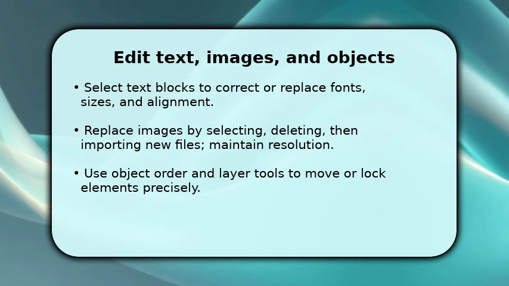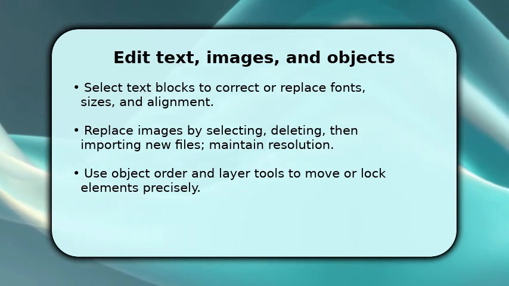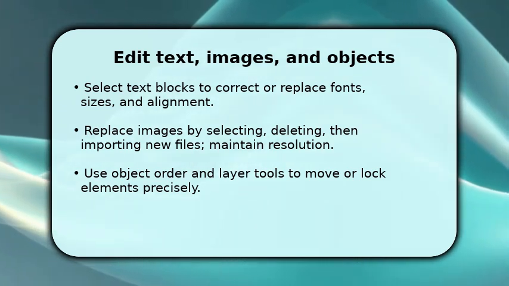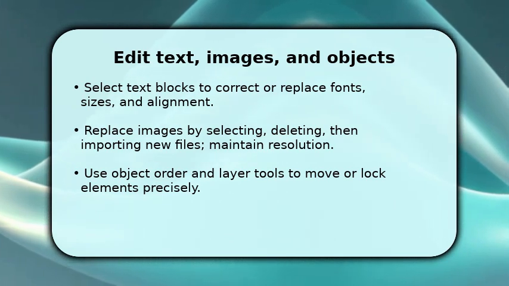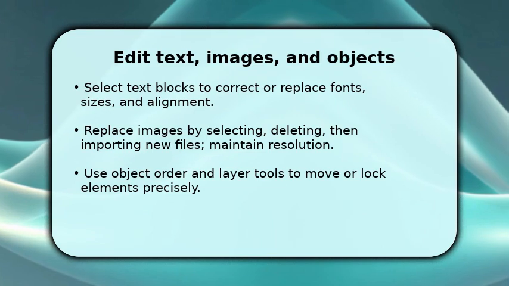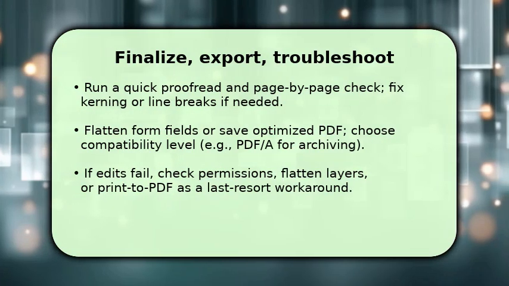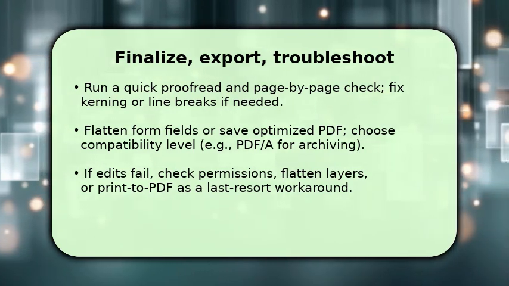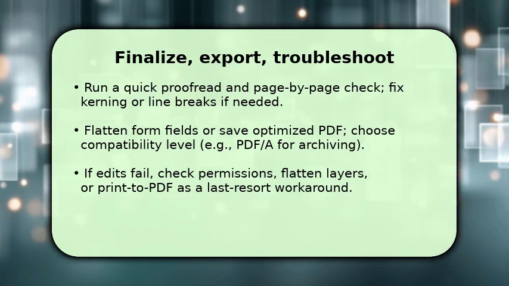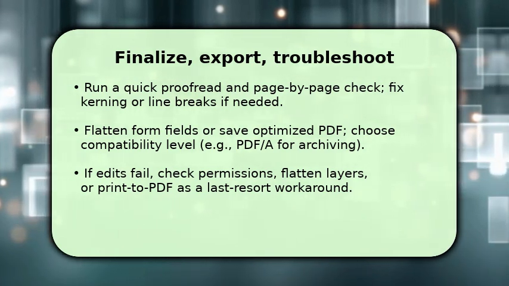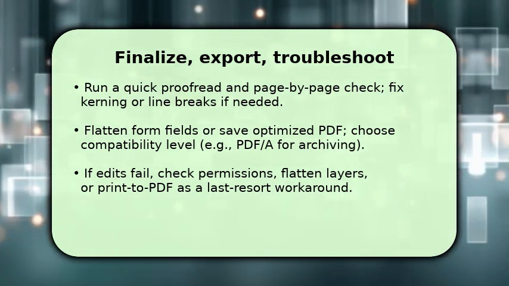For complex pages, use object order or layer controls to push items forward or back and lock unchanged elements. This preserves layout while allowing precise adjustments across multiple pages. Finish by proofing every altered page and resolving any line breaks or kerning issues. Once done, flatten form fields or save an optimized copy to reduce file size.